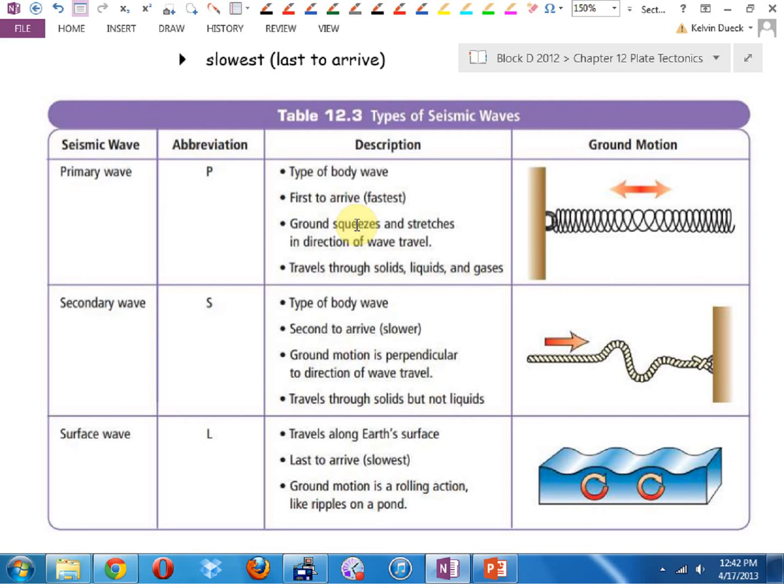They're fast. The secondary waves, these are the ones that do a lot of damage. That's the ground moving up and down. That's what does a lot of damage. Buildings aren't really designed to go up and down like crazy.